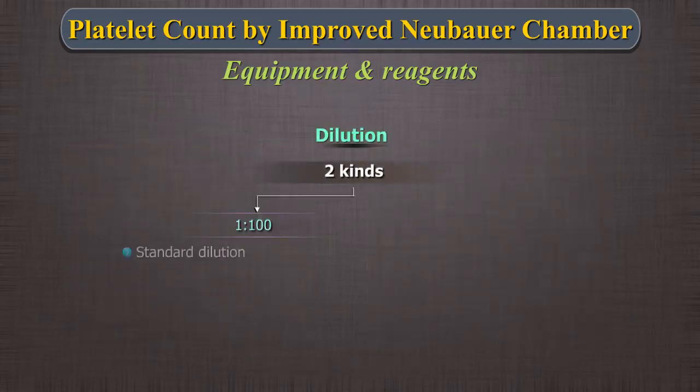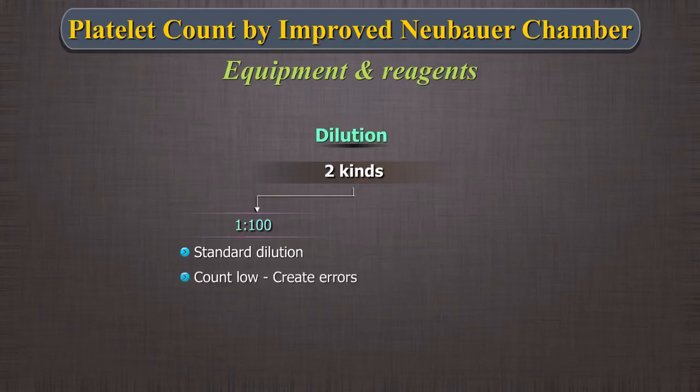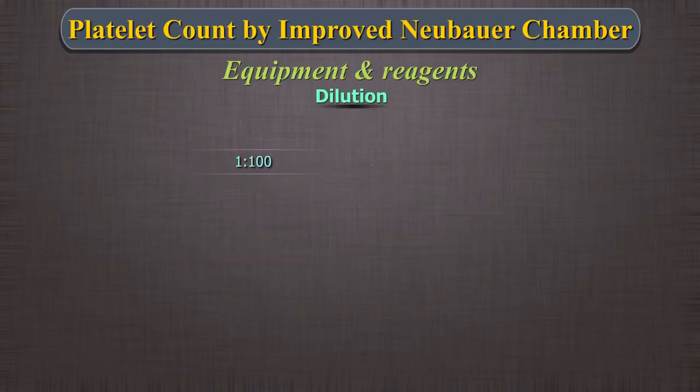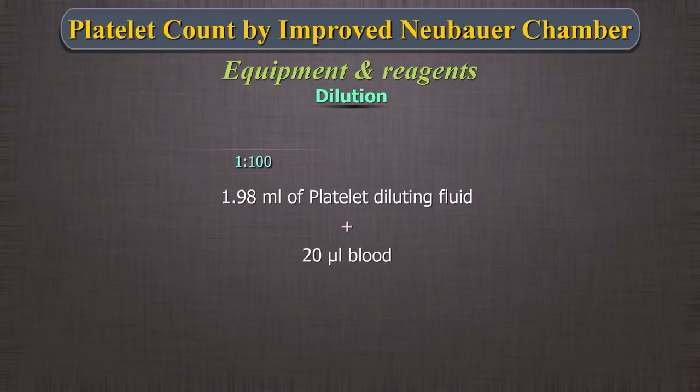Dilution. The standard dilution for platelet counts is 1:100. However, if the count is low, the 1:100 dilution can be difficult and can create errors. Therefore, if warranted, a 1:20 dilution can be employed. 1:100. Take 1.98 ml of platelet diluting fluid in a tube. Then aspirate 20 microliters blood in pipette and mix it with the diluent. This results in 1:100 dilution.